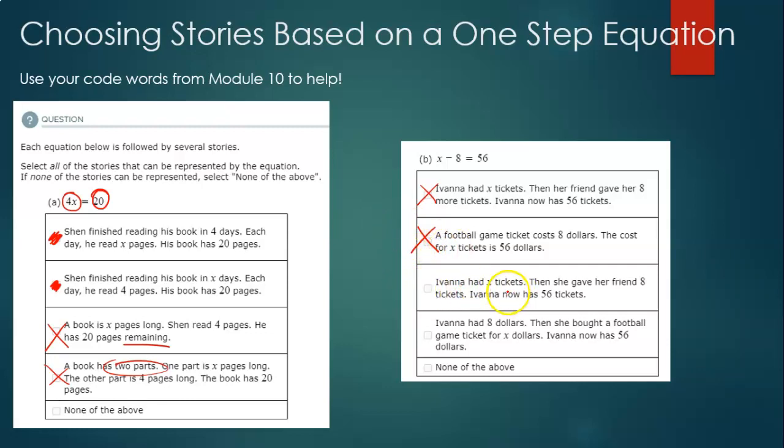Ivana had X tickets, then she gave her friend 8 tickets. Ivana now has 56. Yes, it's got a total of 56. She gave means took away, should have been subtraction, so you should have chosen that one.